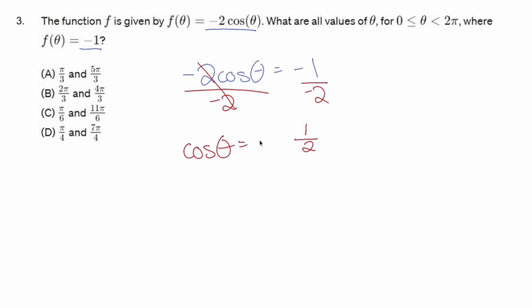And if you're like, sir, Mr. Goat, sir, why did you leave all that space right there? Well, I have to get theta all by itself. And the only way to get theta all by itself is to get rid of cosine by taking inverse cosine of both sides. So inverse cosine of both sides allows you to cross out the cosine, and now theta equals the inverse cosine of 1 over 2. Now, what does that mean?